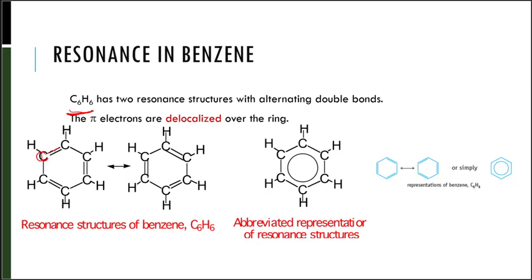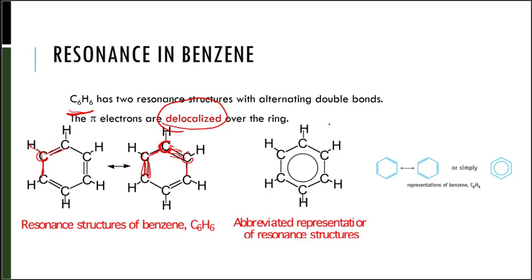Here I can have a carbon double bonded to a carbon with a single bond to this carbon and an H. But that double bond could just as easily be flipped down here. Notice that every carbon has a single and a double coming out of it. This carbon has a single and a double. This carbon has a single and a double. It could be either way, and those double bonds are delocalized over the ring.